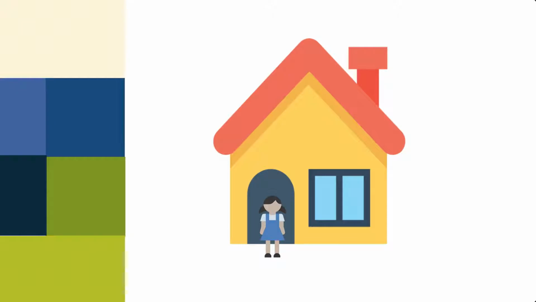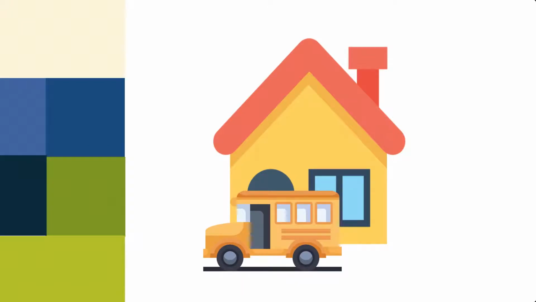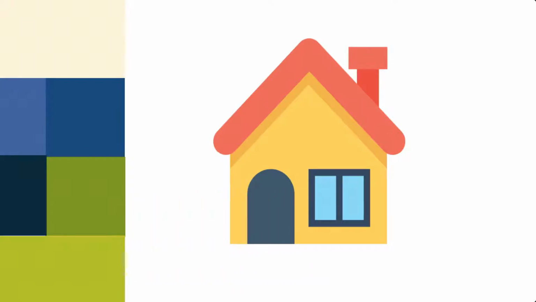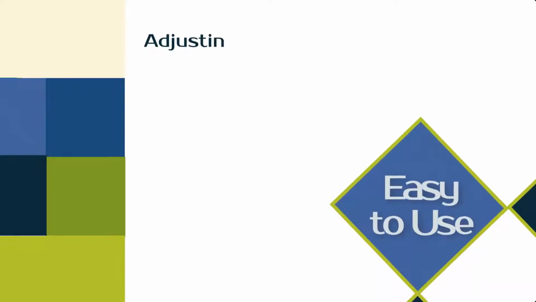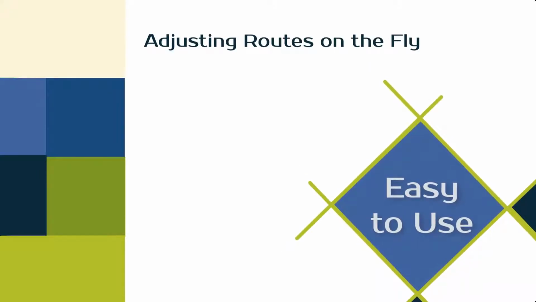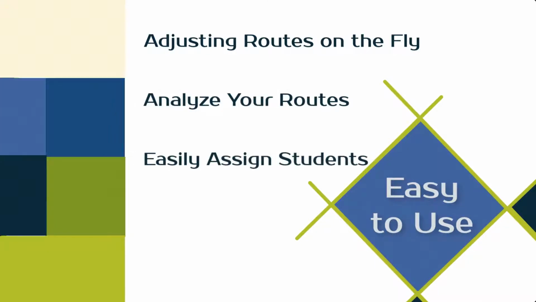Next, we're going to take a quick look at the routes. Our transportation folks tell us that visibility and information are so key in this area. The Travel Tracker routing system provides such an easy-to-use platform for creating and adjusting your routes on the fly. You're also going to see how we can analyze your routes to make them more efficient, easily assign students, and adjust your routes with ease.